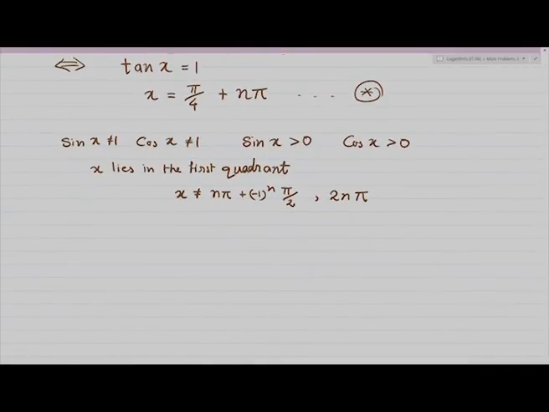So, what are the values we are left with? X is equal to, again it should be in the first quadrant. So, it should be an even multiple of pi, and naturally it is of the form pi by 4. So, these are the only values that are possible. Okay, that is all about the problems.